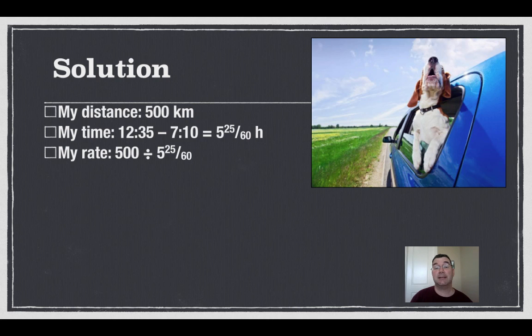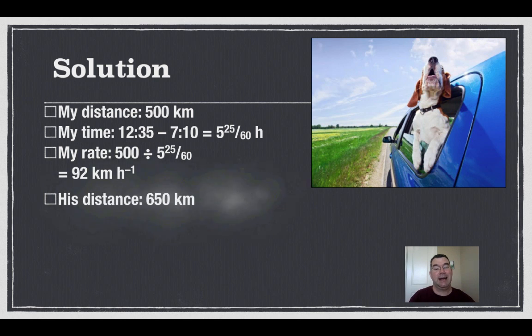And to get your rate, we've talked about this before too, you take your distance and you divide by the time, and that gets you your rate of speed. So 500 divided by 5 and 25 sixtieths would be 92 kilometers per hour. And there's that notation again. It's not kilometers slash h, it's kilometers h to the negative 1. It means the same thing, but written differently, and it's a format that you've got to get used to.